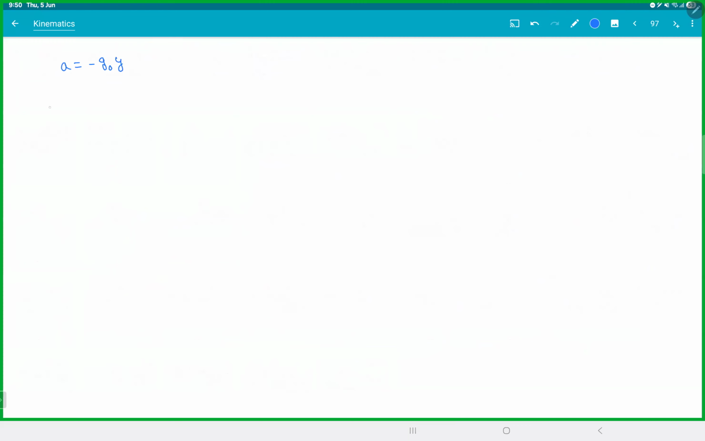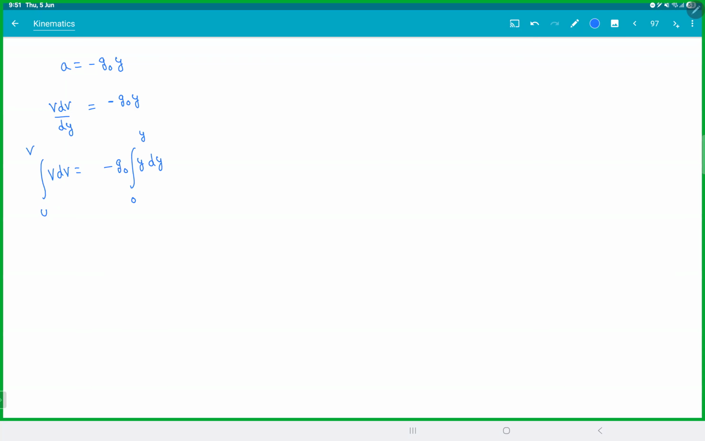So what is acceleration equal to? v dv by dy. I can use dv by dt or v dv by dy. I'll use dy because there's a y here. If a is given in terms of y, use v dv by dy. So shifted that side, this will be v dv equals minus g naught y dy. Integrate on both sides. When your initial position was 0, velocity was u. When your height is y, your velocity will be v. I'll just keep it in terms of v and y.